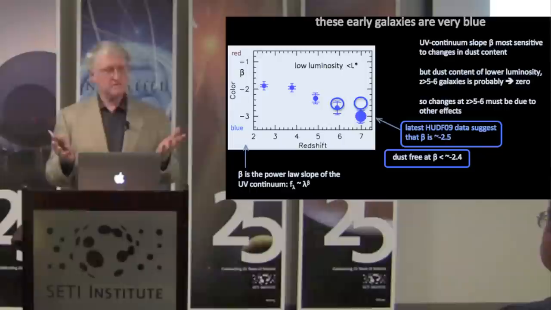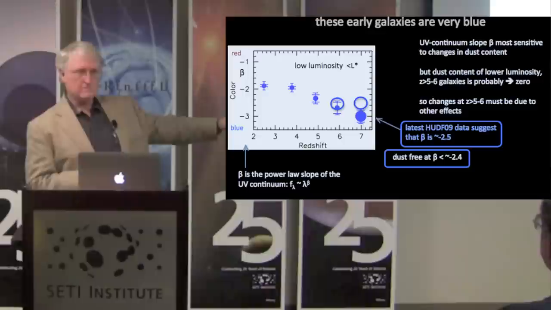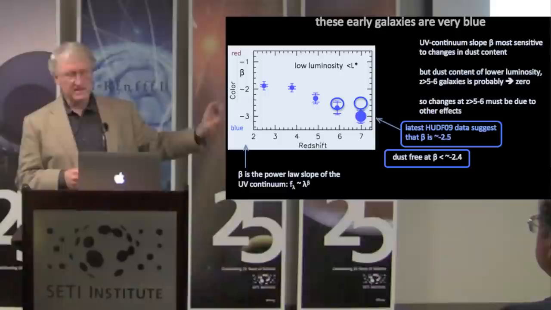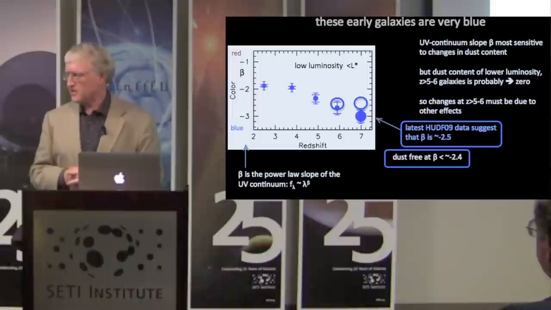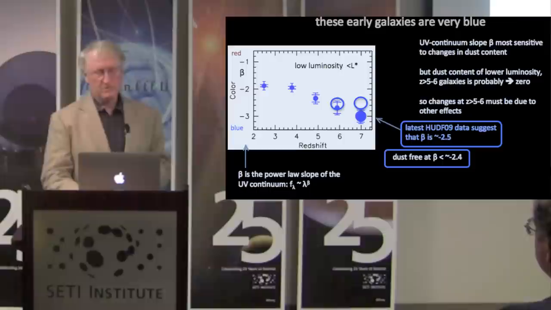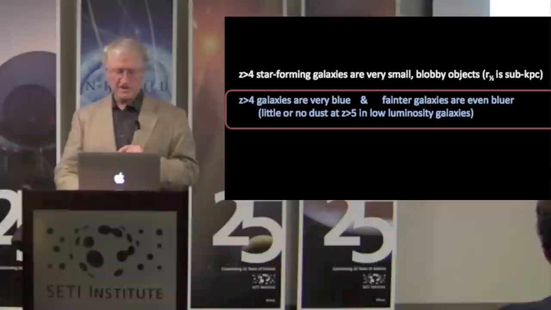You know, there are a lot of things that can affect the colors, but after looking at a lot of models and going through a lot of tests, dust seems to be the most likely driver of these color changes. So low luminosity galaxies at high redshift are essentially dust-free. Interesting that we could learn something like that, and it has interesting implications for stellar evolution in those days too.